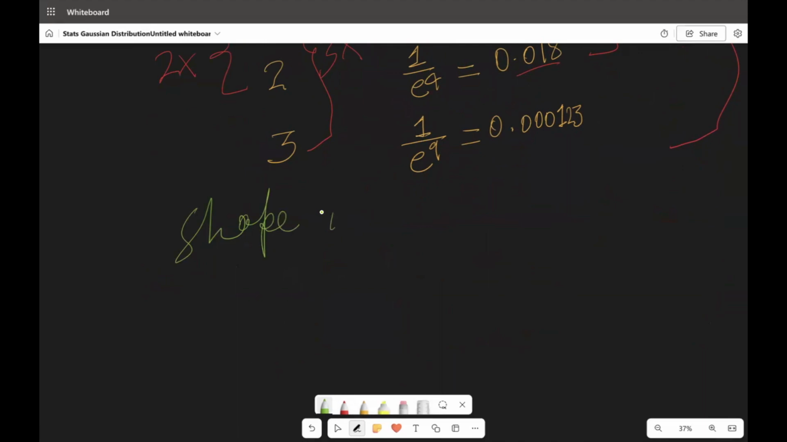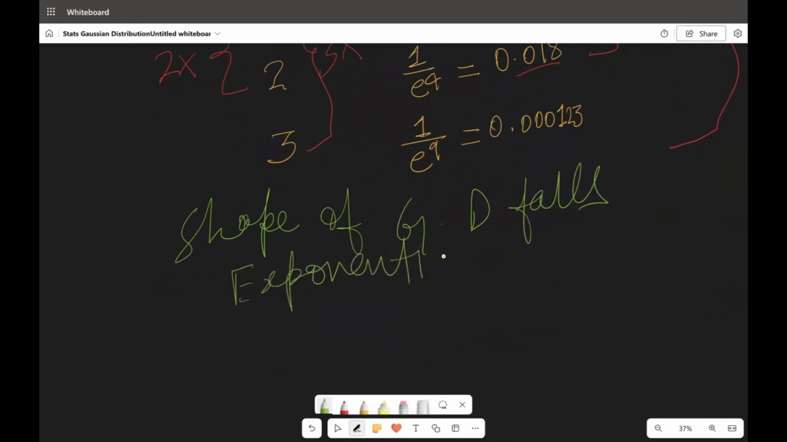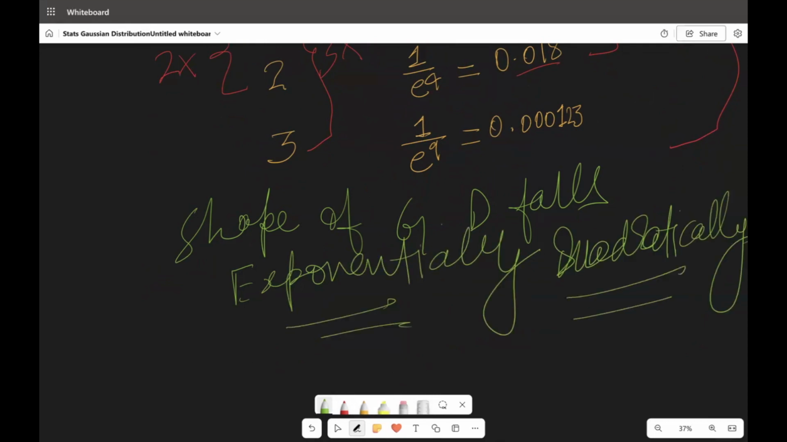Shape of Gaussian distribution falls exponentially quadratically.